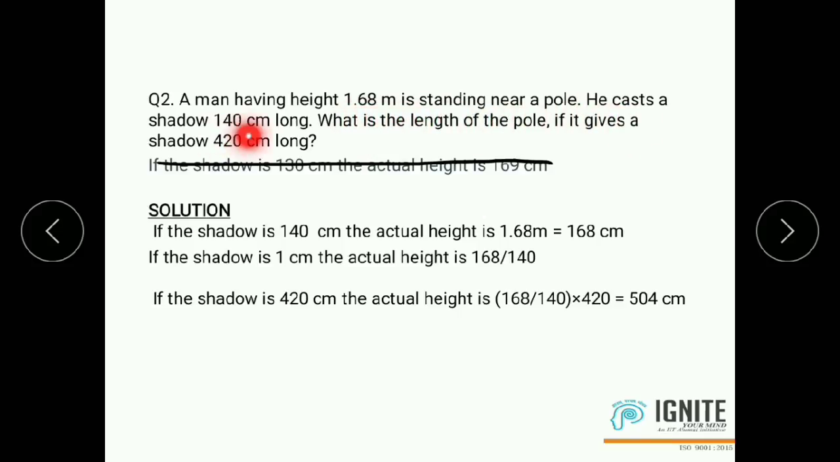Next question, a man having height 1.68 meter is standing near a pole. He casts a shadow 140 cm long. What is the length of the pole if it gives a shadow 420 cm long? If the shadow is 140 cm, the actual height is 1.68 meter given here, so 168 cm. So if the shadow is 1 cm, the actual height is 168 by 140. Here the shadow is 420 cm, therefore the actual height is 168 by 140 into 420. Answer 504.